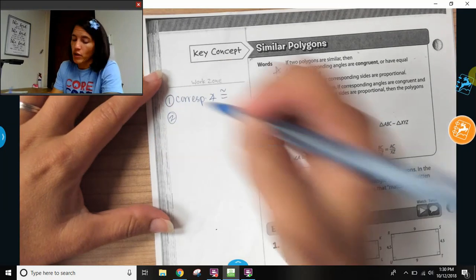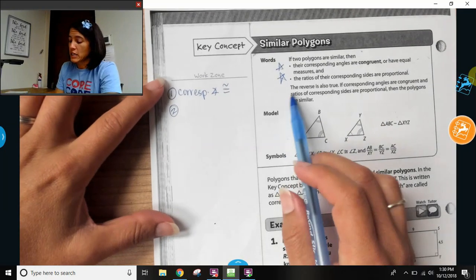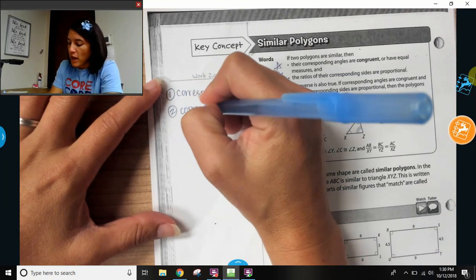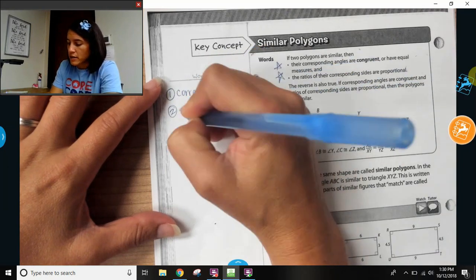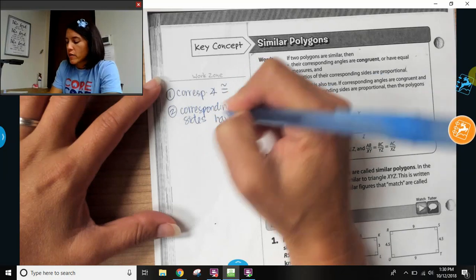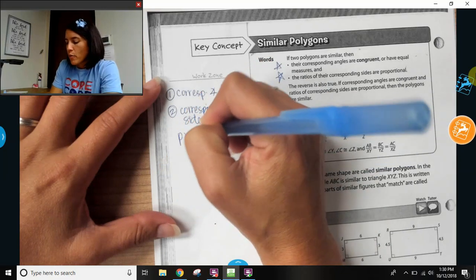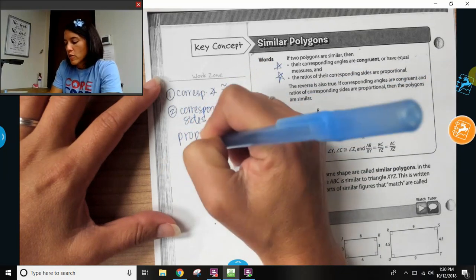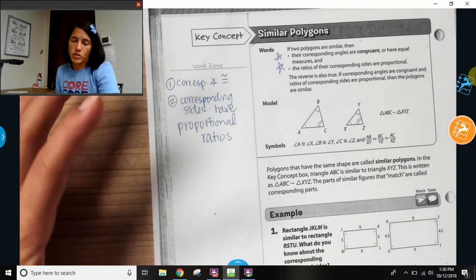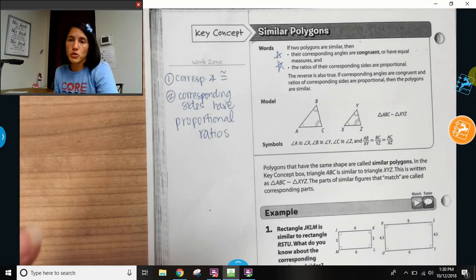The second important thing about similar polygons is the corresponding sides have proportional ratios. Basically, the corresponding sides are proportional.